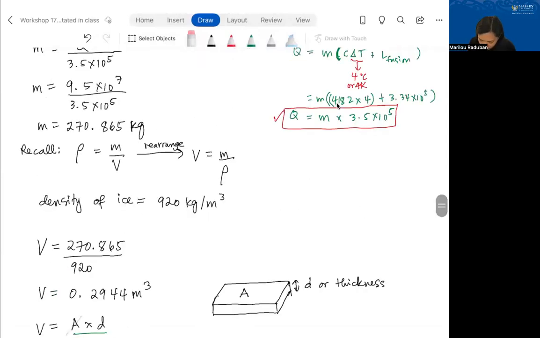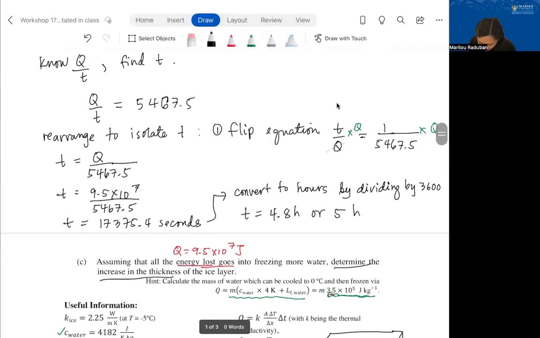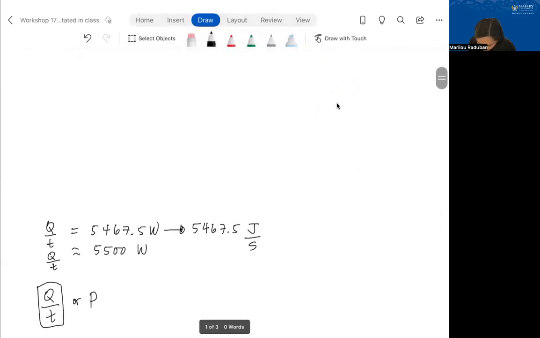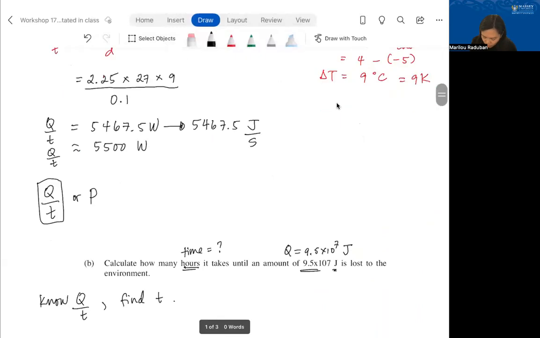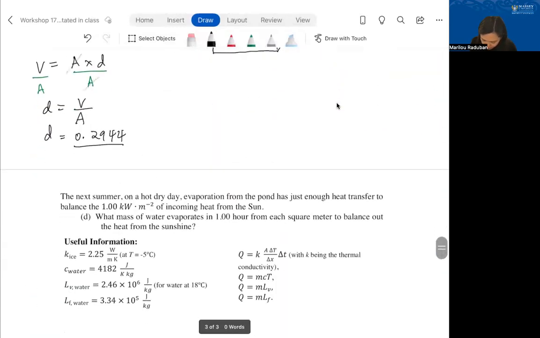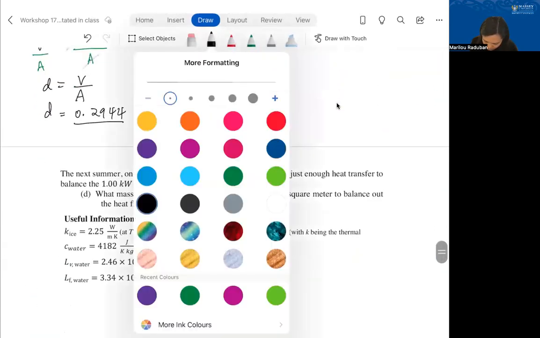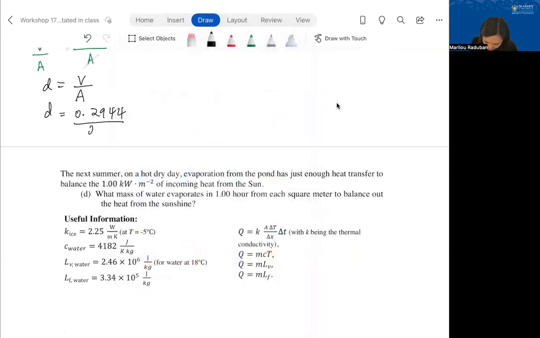What's the area? 27 square meters. Right. Gives us a thickness of 0.01 meters.